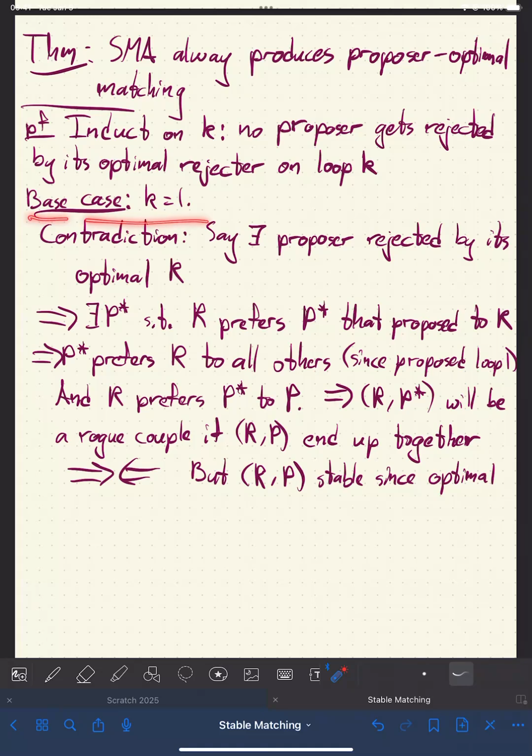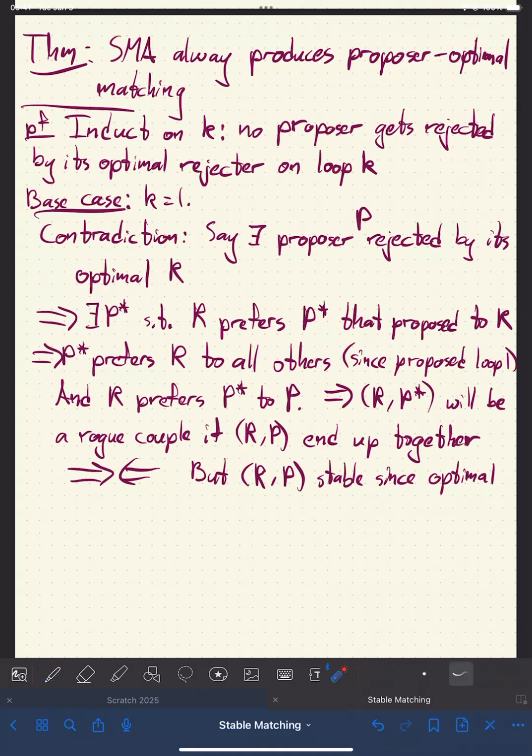So base case, let's just start with k equals 1. And we're going to do contradiction. Again, that gives us a handle on something. If we do contradiction, then we have a proposer in hand, and then we can argue about it. So contradiction, let's say there was a proposer that was rejected by its optimal rejector. Let's call it R. So let's say the proposer was rejected by R, and let's call this proposer P right there.